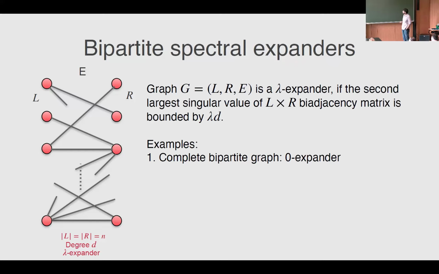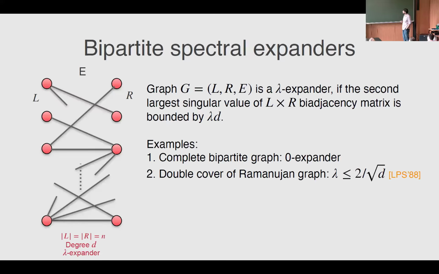So if you just take the complete bipartite graph, it will turn out to be a 0 expander. But most applications would require us to take sparser graphs. And if we just take the double cover of Ramanujan graphs, for which we do know of explicit constructions, then lambda can be taken to be less than or equal to 2 over square root d. By making d larger, you can choose lambda to be as small as possible.